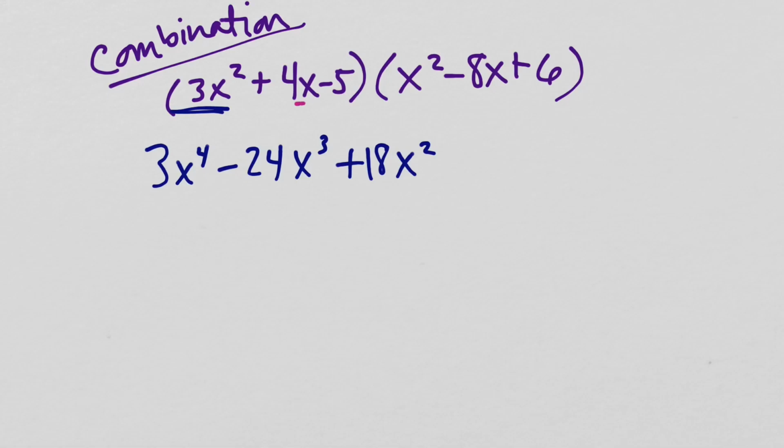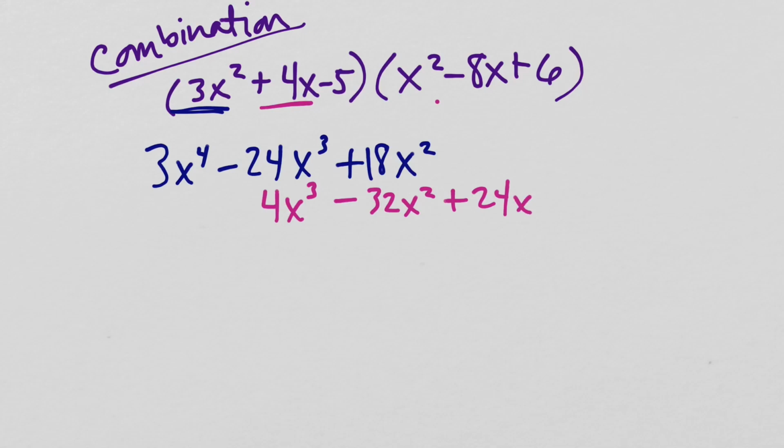So now we're going to take the 4x, and we're going to distribute that into this second trinomial. So 4x times x squared is 4x to the third. So what I'm going to do is line this up vertically right underneath the other x to the third. 4 times negative 8 gives you negative 32x to the second. And 4 times 6 gives you 24x.